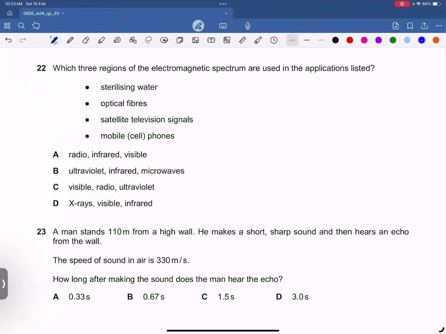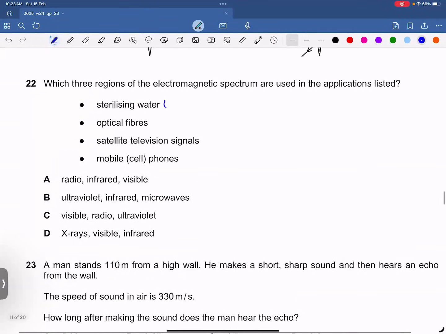Which three regions of the electromagnetic spectrum are used in the applications listed? Sterilizing water, optical fibers, satellite TV signals, mobile phones. So which one do you use, my dear students? Sterilizing water, we can use UV. Optical fibers, we use infrared or visible light. Satellite TV, we use microwaves. The mobile phones, we can use both microwaves and some high frequency, we also use radio waves.